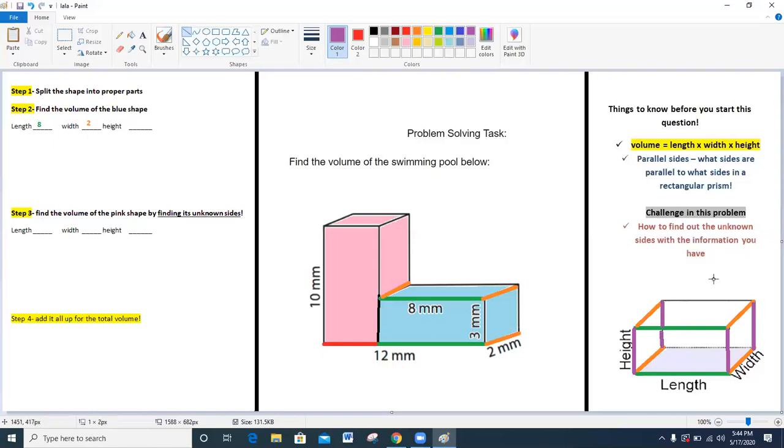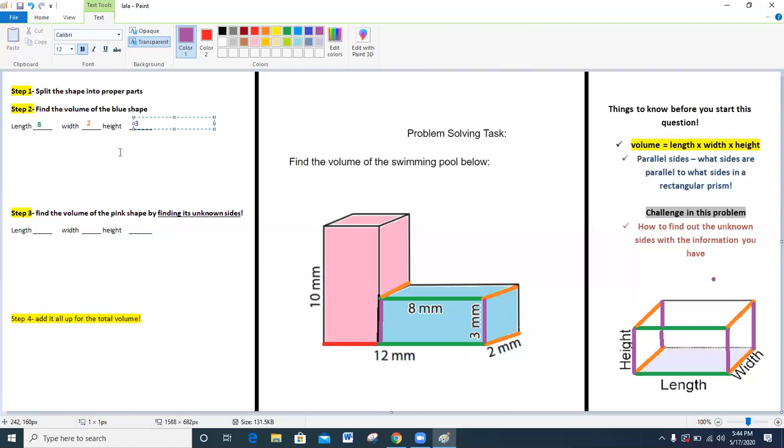Parallel sides. So my height over here, I know we immediately look at the height over here, and then we're like, oh, let's go all the way to the far left, 10 millimeters. No, we're looking at the blue shape. Stick to the blue shape. So this right here and this right here is 3 millimeters. So my height is 3 millimeters.